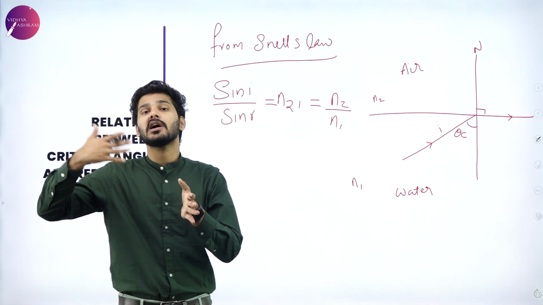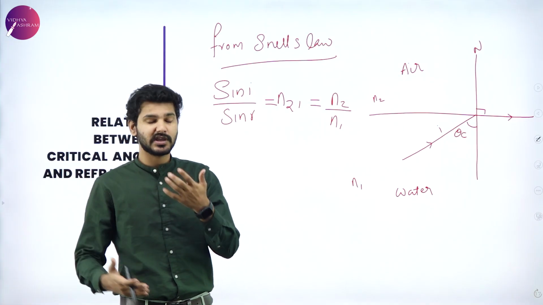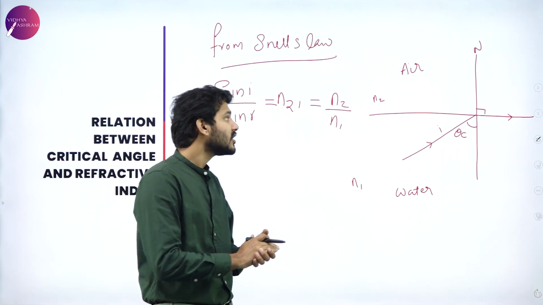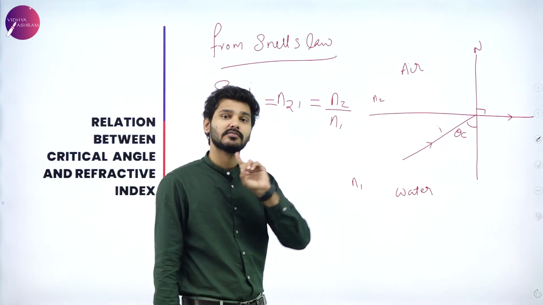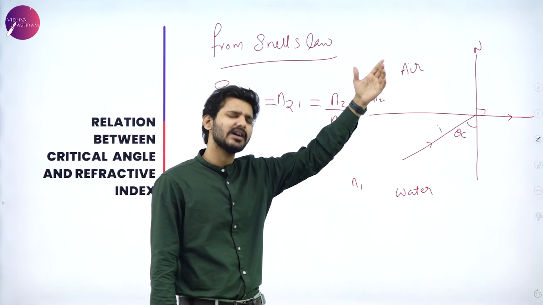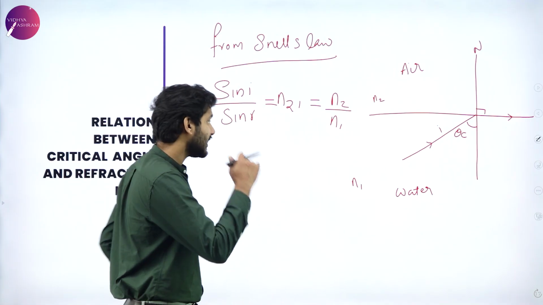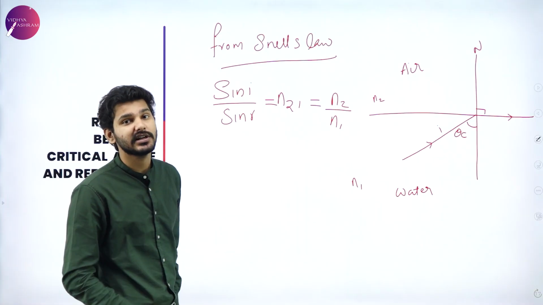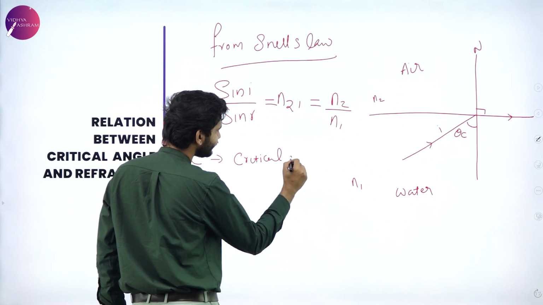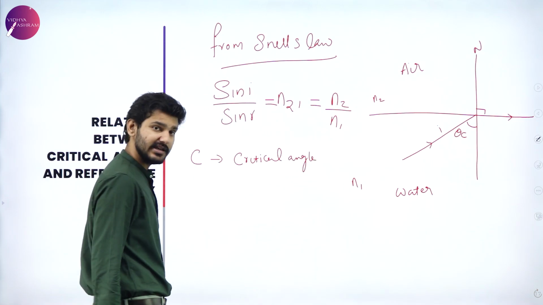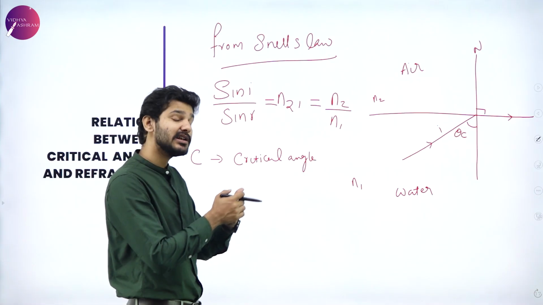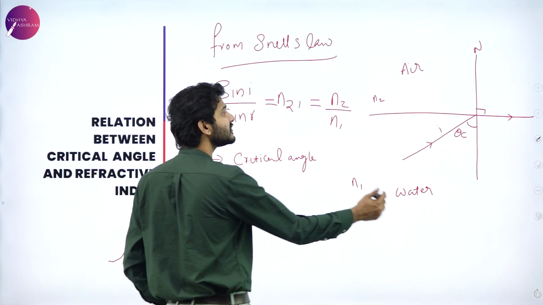As we move on to other optically denser mediums, with respect to air, they are slightly more or less dense. Just for that case, the refractive index of air is taken as 1. That is why I have taken air as the second or rarer medium in this particular case. Then I can rewrite this equation. Since C is the critical angle here, and N1 and N2 are the refractive indices of the material mediums we have chosen, here it is water and air.